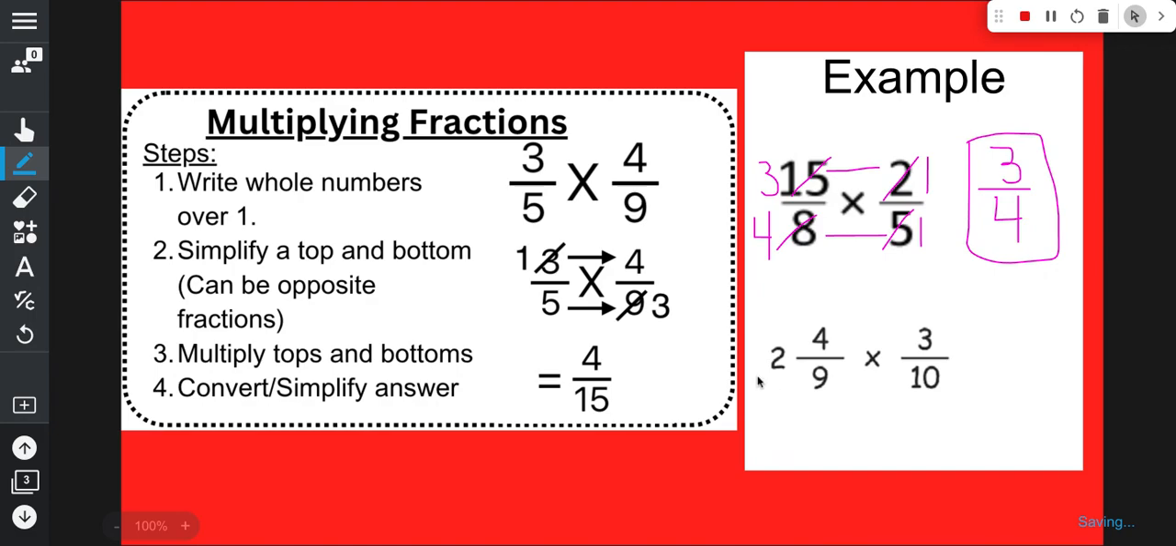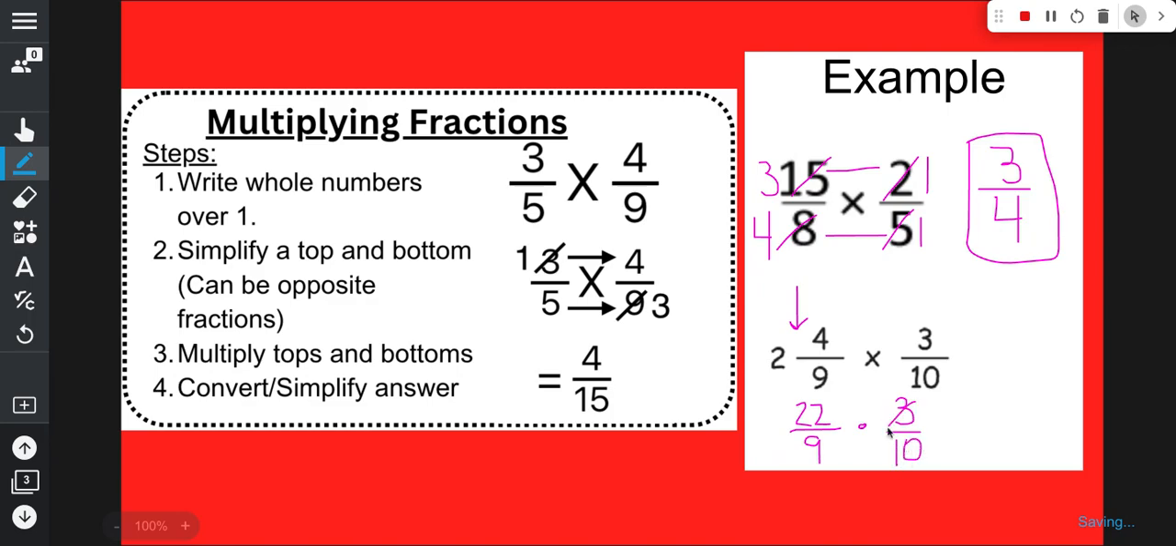When you're multiplying a mixed number like here, the first step you're going to want to do is convert it to an improper fraction. So 2 times 9, which is 18, plus the 4, which is 22. And we keep that bottom number the same because that's how many parts we have. Times, we can keep our next fraction the same. If this was also a mixed number, we would want to convert it also.